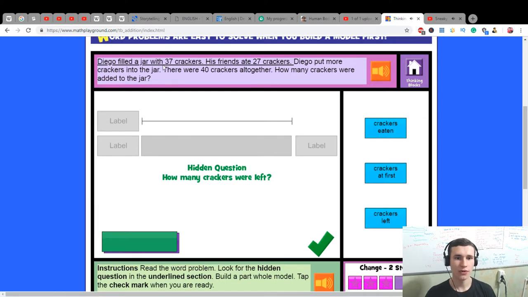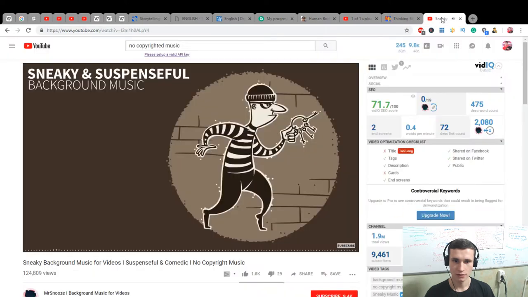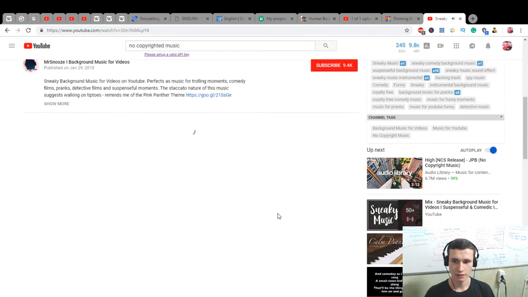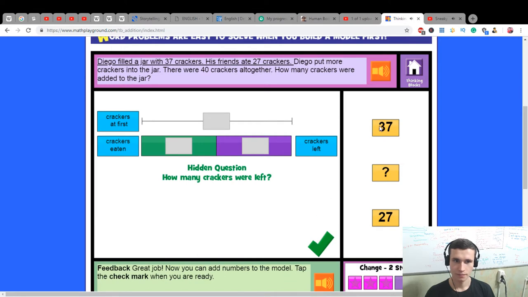Diego filled a jar with 37 crackers. His friend ate 27 crackers. Diego put more crackers into the jar. There were 40 crackers altogether. How many crackers were added to the jar? Crackers at first. Crackers eaten. Crackers left. Okay, it's here. Filled a jar with 37.